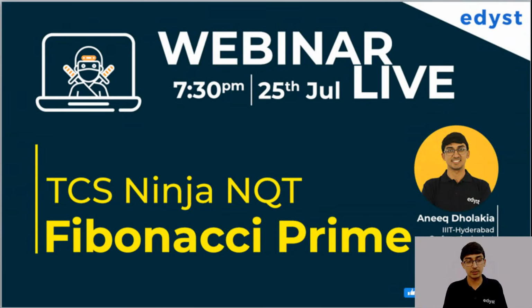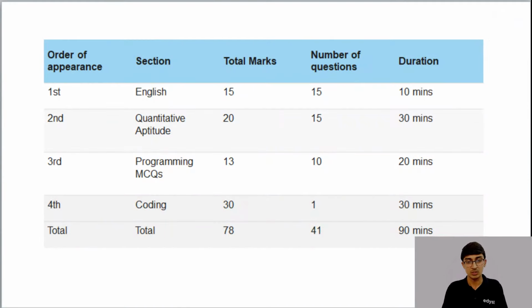It's called Fibonacci Prime. And just before I go to the topic, I know there are a lot of newcomers over here, so let me very quickly guide them through what NQT is. It will hardly take 2 minutes. So this is for all the newcomers over here.